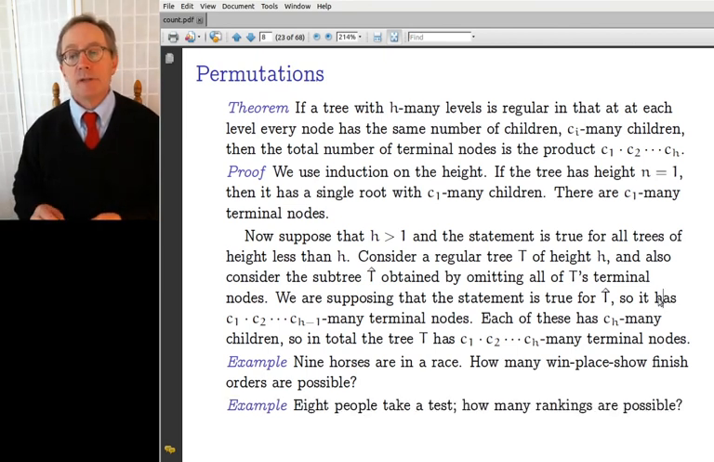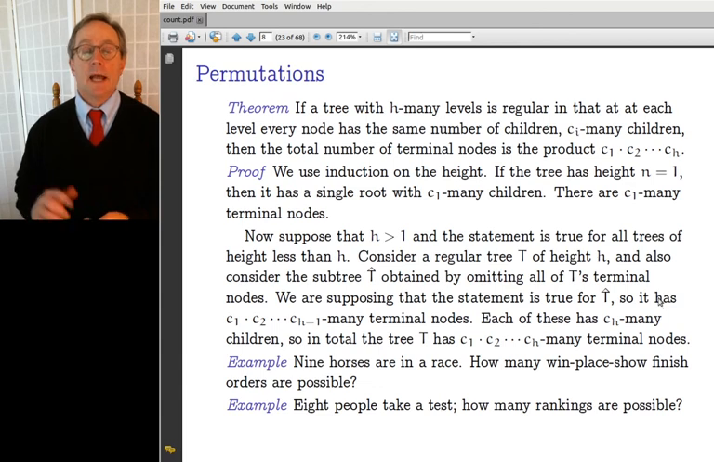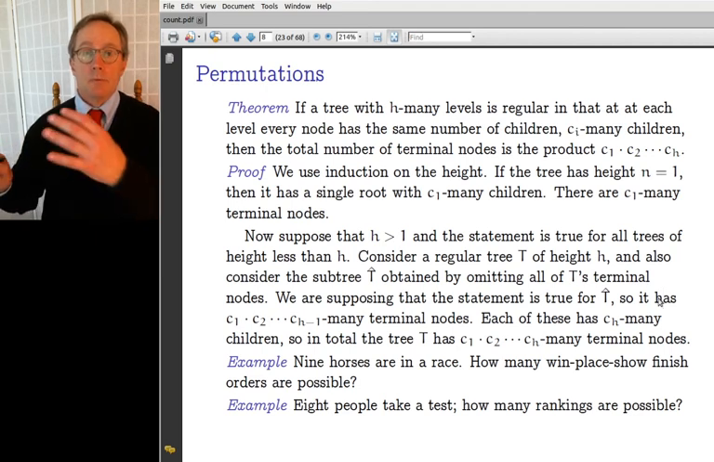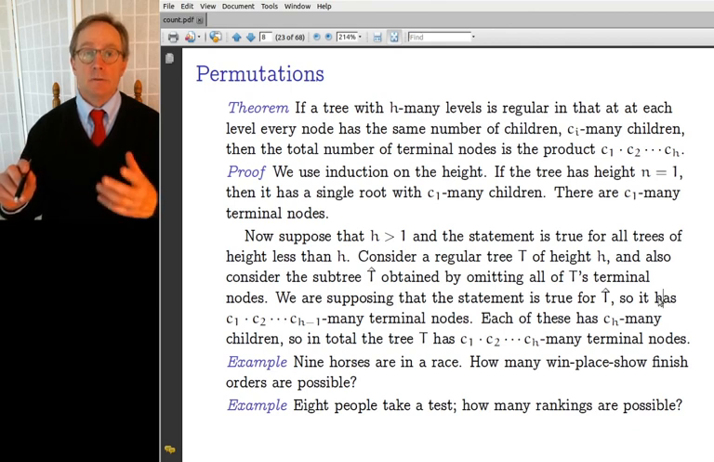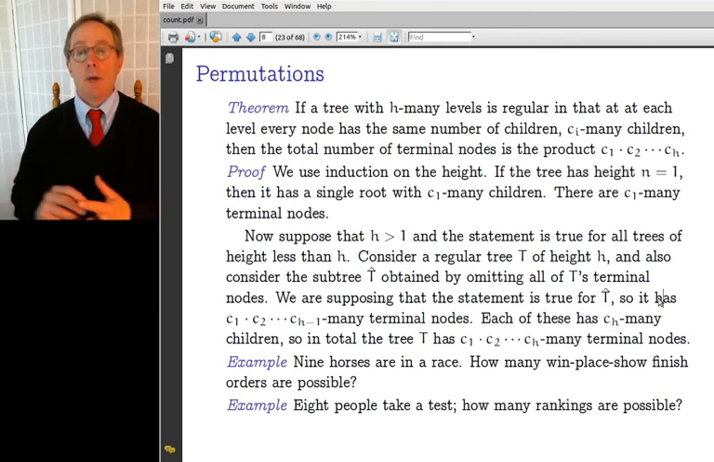8 people take a test. How many rankings are possible? So again, the main thing here is that the answer is not 8 times 8 times 8. That's not the answer. It's true that the second place person could be anybody, but if you look at the tree, when you say to yourself, the root node has how many children? The root node has 8 children. For every one of those children, there are only 7 children. Okay, so now we're getting 8 times 7 times 6 times 5 times 4, etc.